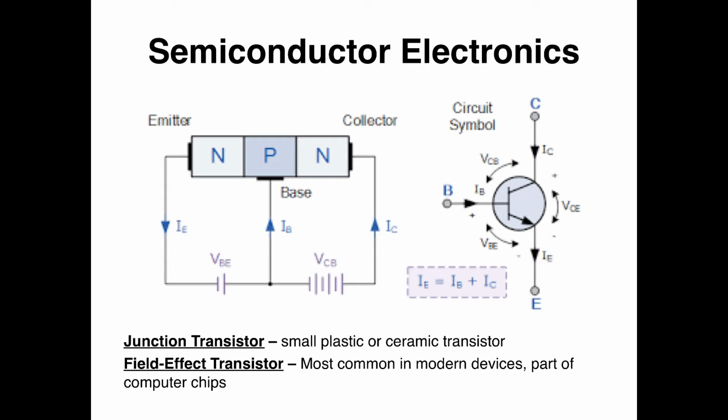You have the N, which collects on the cathode side, the P in the middle, which acts as a gate and can be varied based on how much electricity is traveling through I subscript B in the base, and then an N on the other side, which transfers to the anode collector, or emitter, excuse me.